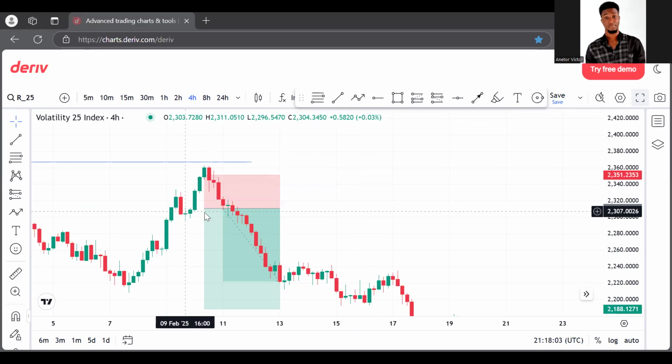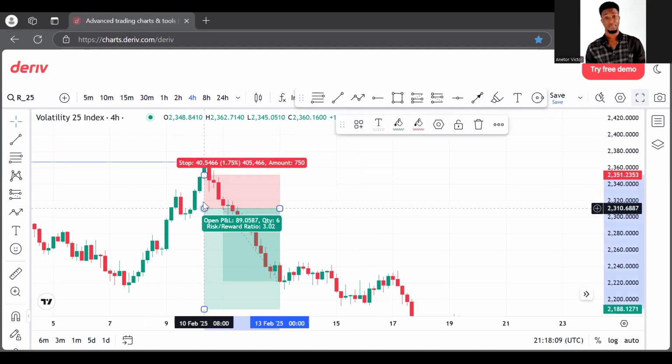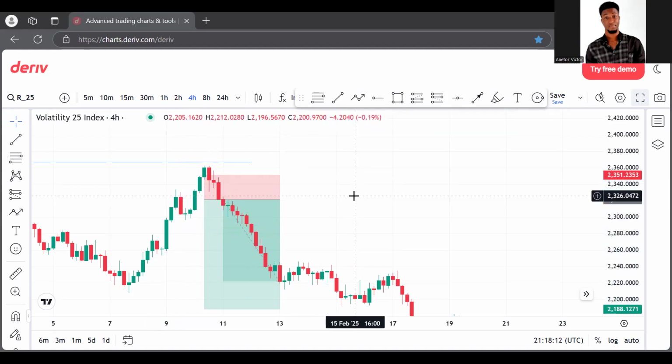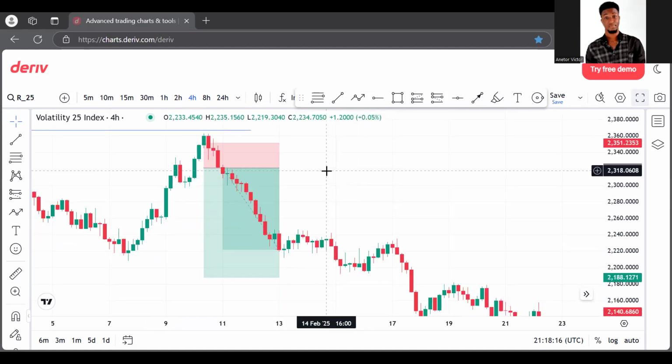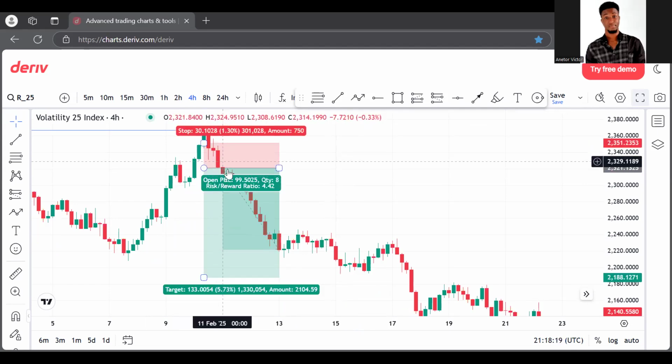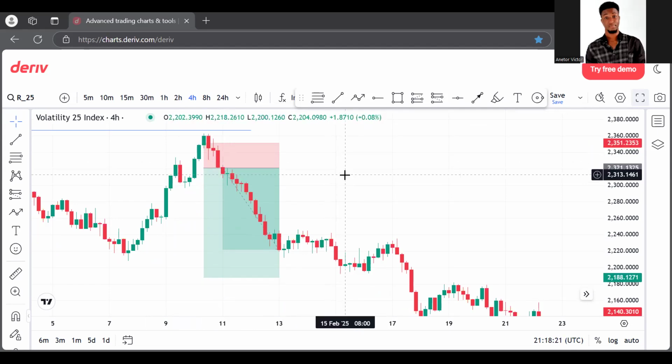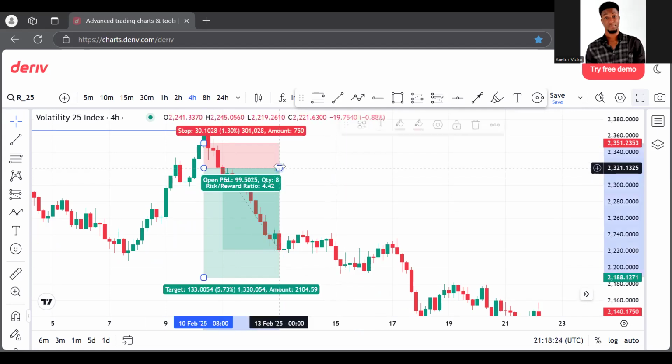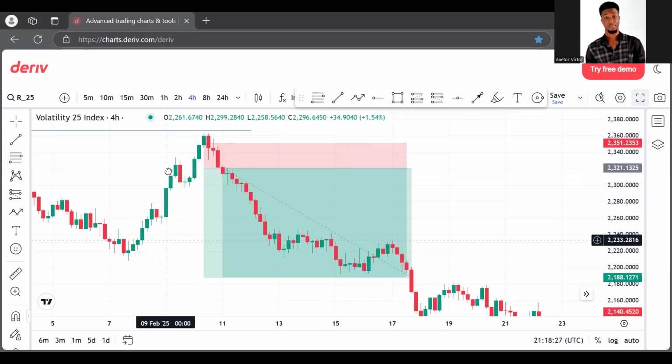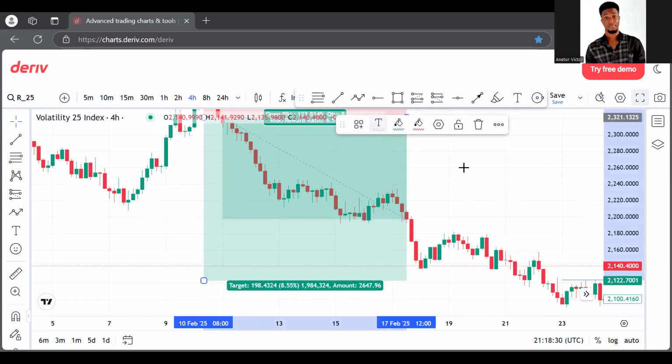And my entry will be somewhere here. This place. This is why I like 4 hours small. It gives you premium entry. Even the 1 hour gives you premium entry, but the 4 hours candle close gives me super joy in holding any trade. So this is what I would have bagged.